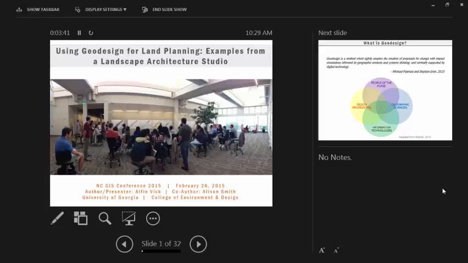Has anyone heard of the term geodesign? A few people. Okay. There's a book, A Framework for Geodesign. It's published by Esri Press, written by Carl Steinitz, and that will outline what geodesign is, but briefly, I will.